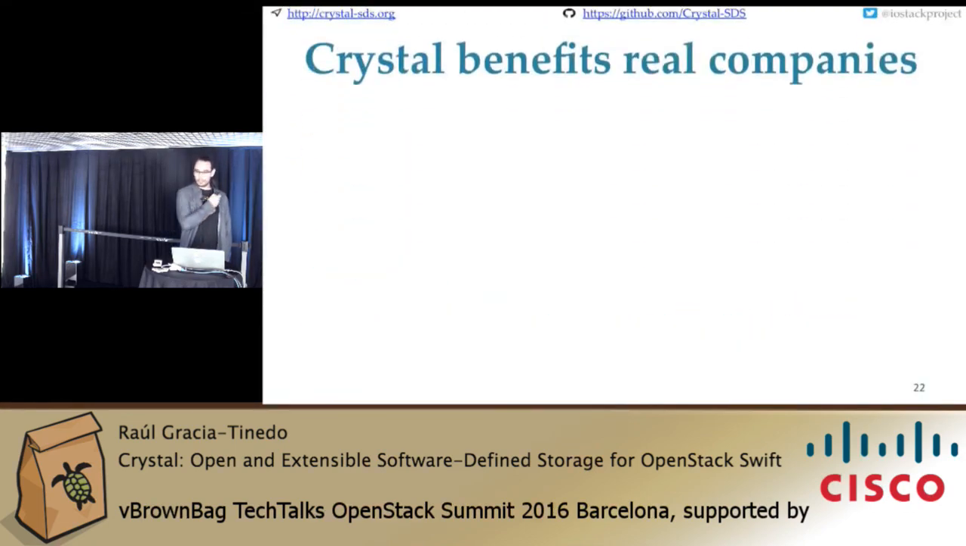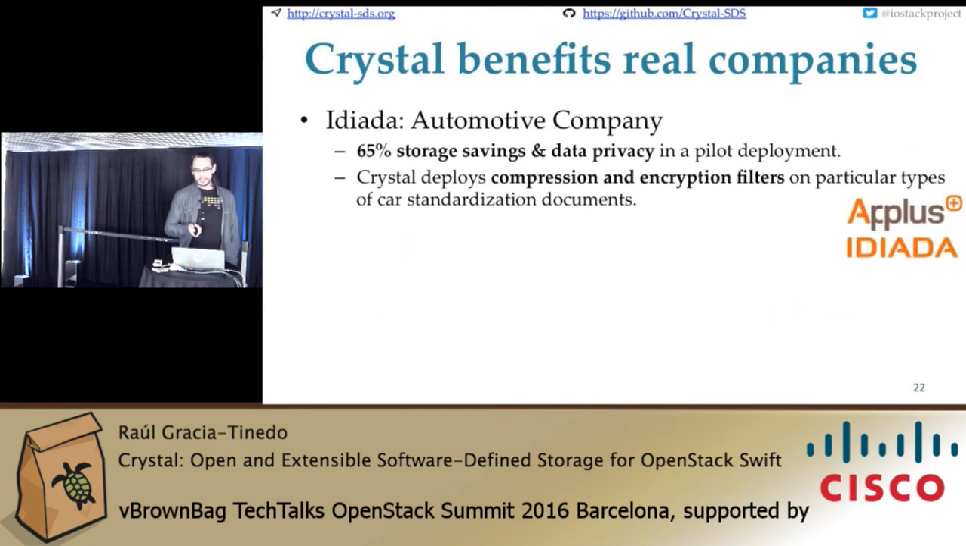But there are other use cases that benefit from Crystal. For example, Idiada is an automotive company. Crystal is providing, in a pilot deployment of Swift, storage savings via compression techniques and also data privacy. And this is done thanks to the deployment of compression filters and encryption filters to store car standardization documents.